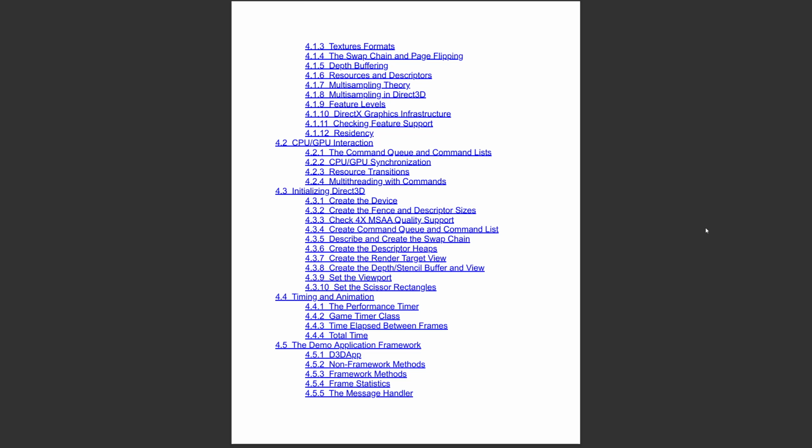Okay, and then we're going to talk about the GPU-CPU interaction with the command queue and command lists, synchronization, resource transitions, as well as multi-threading with commands. Multi-threading with DirectX12 is one of its best hallmarks of being a good graphics API. Other APIs are more single-threaded or less accessible to be split amongst several threads.